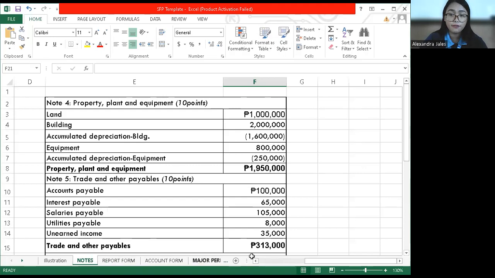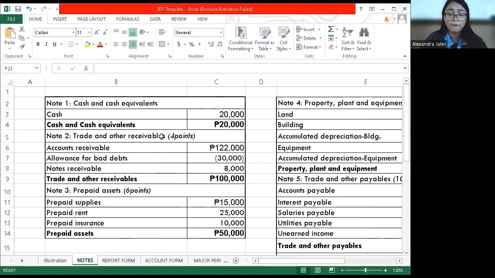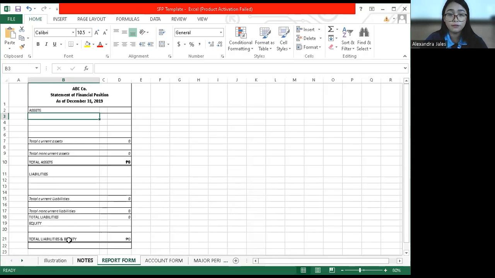So we have the first notes. We have cash and cash equivalents. Okay, so we are going to use this one. So we have cash and cash equivalents. So let me just write it down. Okay, this would be cash and cash equivalents. And for the next current asset, that would be your trade and other receivables, correct?